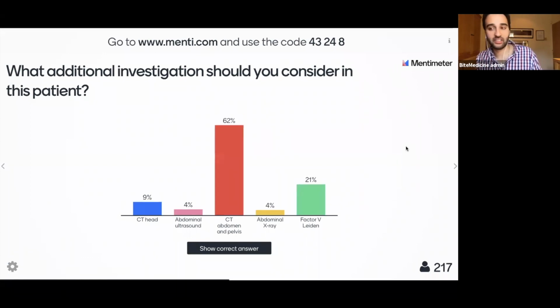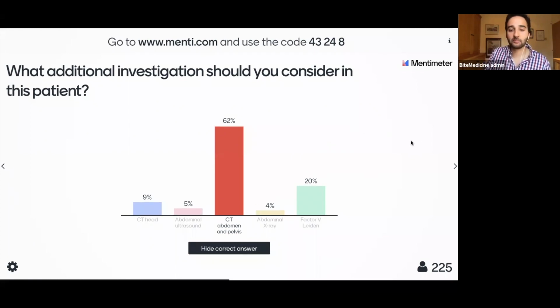Easy, easy peasy. All right, good. Yeah, that's right. CT abdo-pelvis, which we'll talk about on this slide.